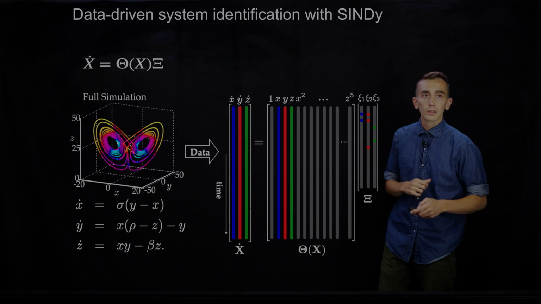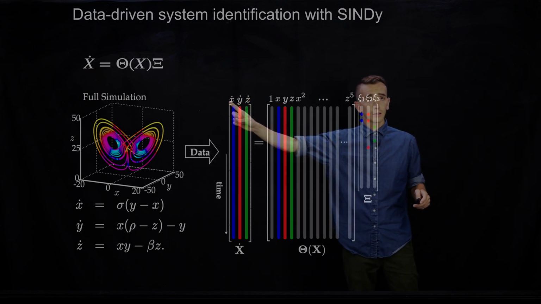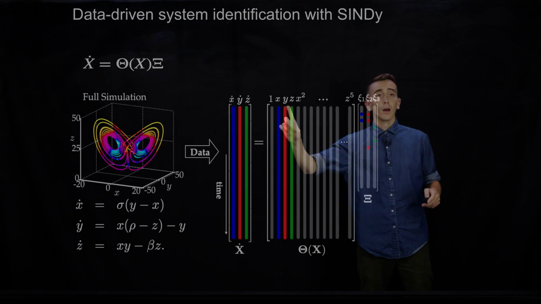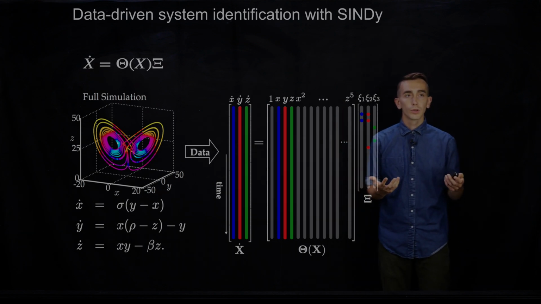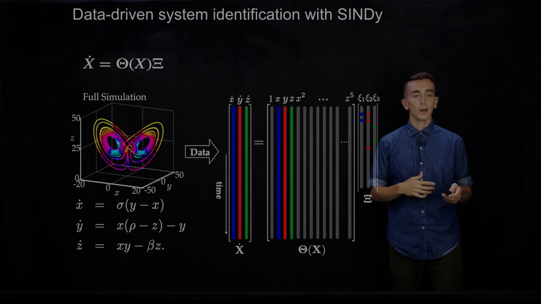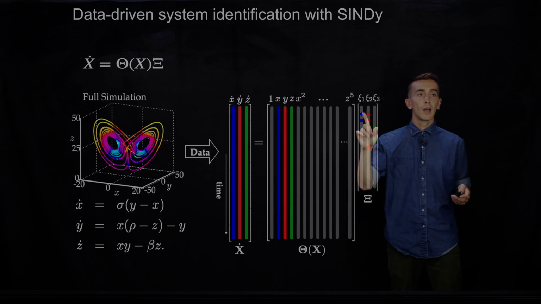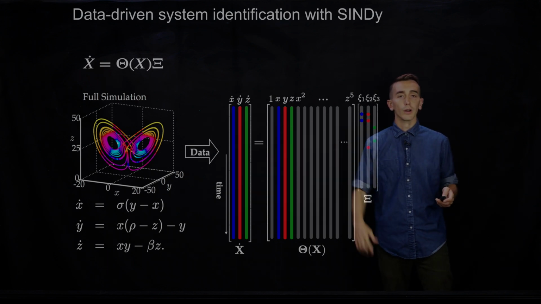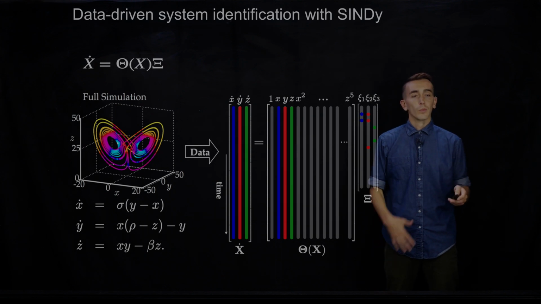So what this might look like for Lorenz is you have your data of x dot, y dot, z dot here. You have possible terms in this theta matrix all the way up to quintic polynomial terms in x, y, and z. So we're guessing that these polynomial terms might be good fits to the data. And then this coefficient matrix is just picking out how strong each of these terms are in this data matrix. So that's what we're going to do.